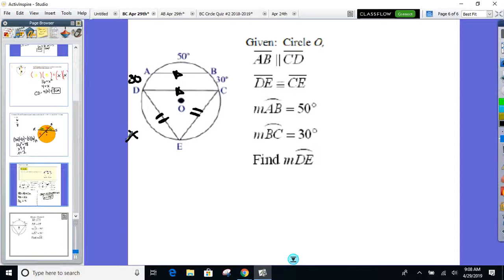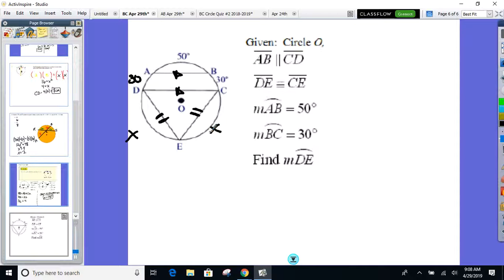What's your plan? So DE is congruent to CE. You better have a theorem for me. You are correct. Why are those arcs congruent? Congruent chords have congruent arcs. Yes, congruent chords have congruent arcs.